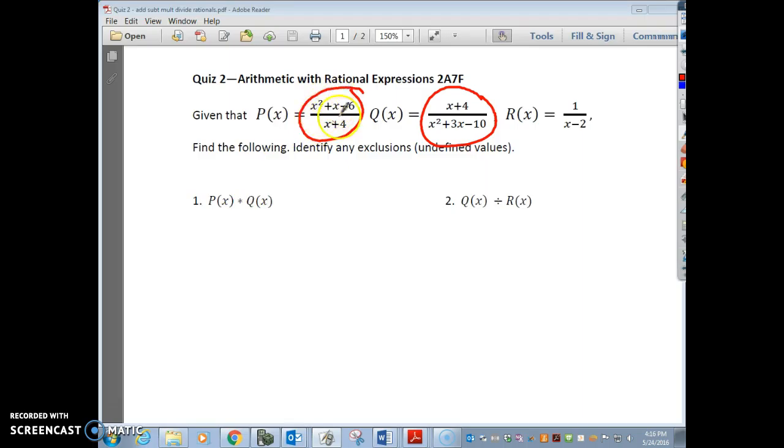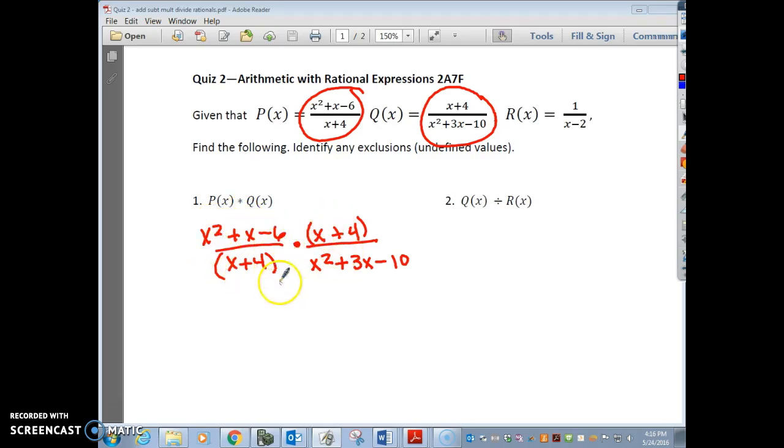So P of x is this, but I could just copy it down. Well, let's just do that. This is x squared plus x minus 6 over x plus 4 times x plus 4 over x squared plus 3x minus 10. Okay, so I'm going to go ahead and put this in parentheses because it's by itself. So this is a multiplication, right? We're going to multiply this by that.